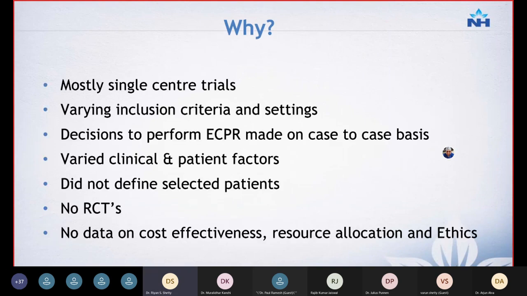Why have they said the level of evidence is low? Because most of the trials published are single-center trials. There are varying inclusion criteria, and the decision to perform ECPR is made on a case-to-case basis. Varied clinical and patient factors did not define the selected patients. There are no randomized controlled trials, and no data on cost effectiveness and resource allocation, which is so important in India. You have a patient who is arrested, and if cost is a factor, there's really no time to talk to the relatives, and there is also the ethics behind it.